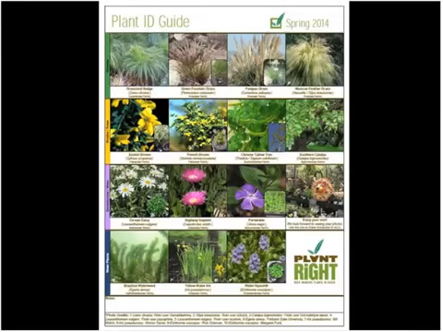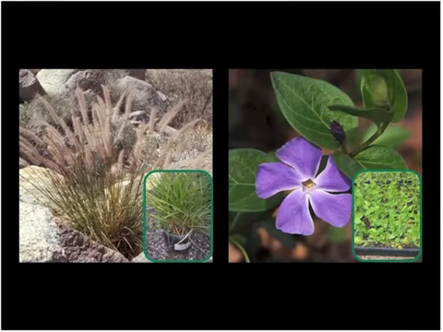These plants can look pretty different in the stores than they do out in the wild, especially depending on the time of year. So in order to help you identify these plants in the nursery, we've included these little inset photos to show hopefully what the plant will look like in the store. On the left here we have green fountain grass, Pennisetum setaceum, and on the right is periwinkle, Vinca major.